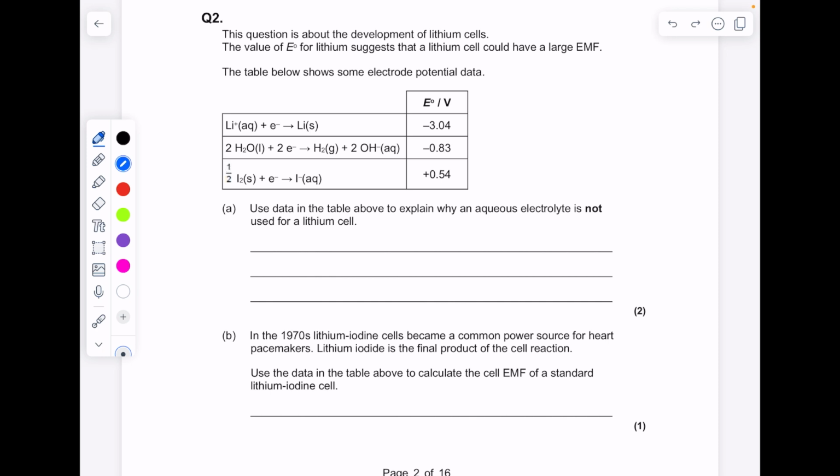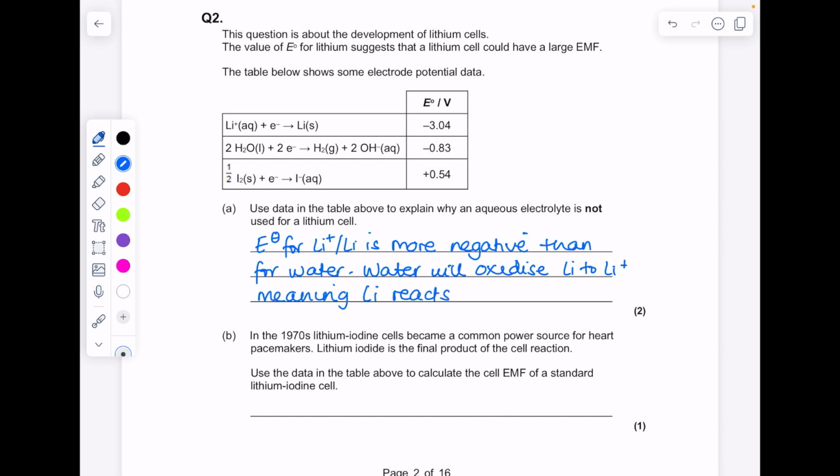So we need to look at the E theta values here, and we can see that the E theta value for lithium is more negative than that for water, hence the mention of the aqueous electrolyte. And therefore what that means is the water will oxidize the lithium to Li+, basically meaning that lithium would react with the electrolyte. Obviously, we really don't want that lithium reacting with water.